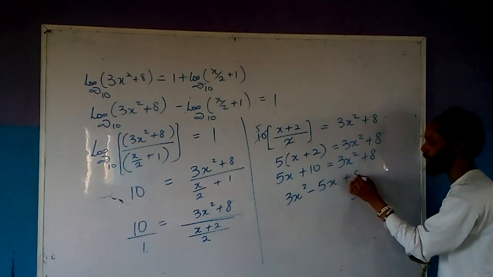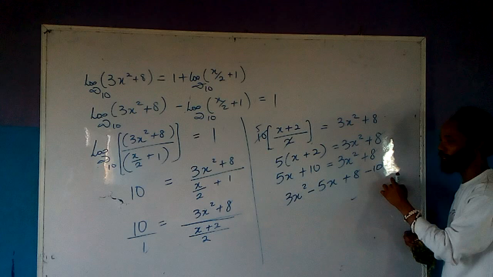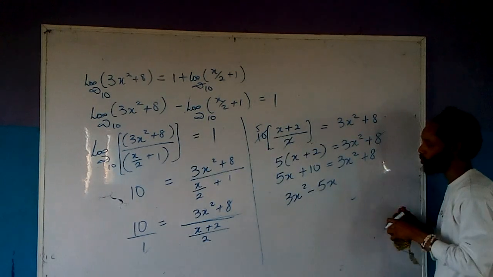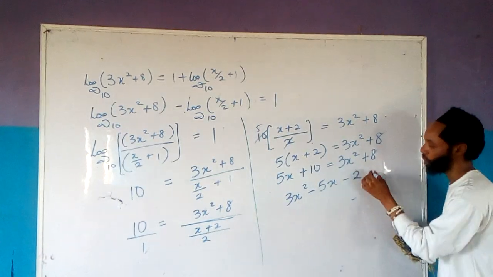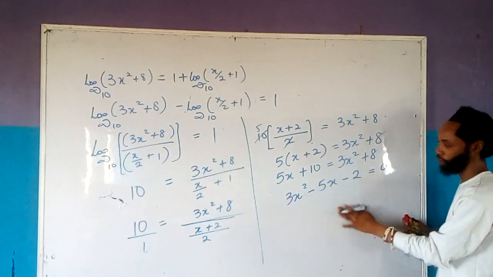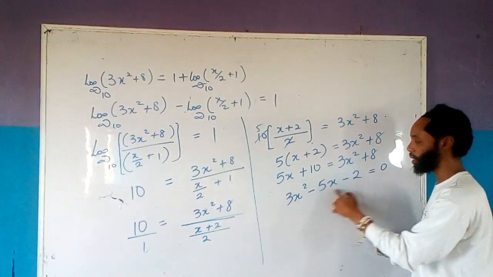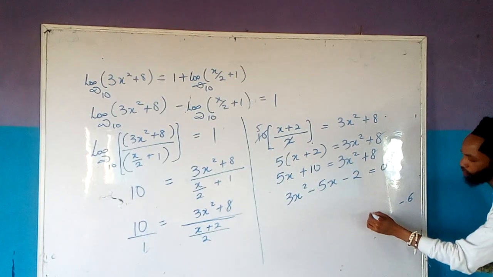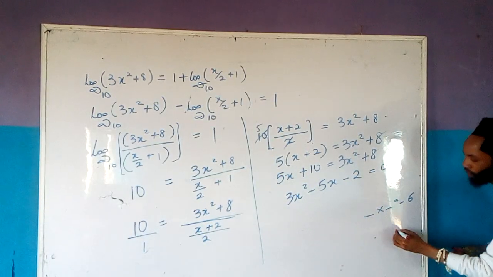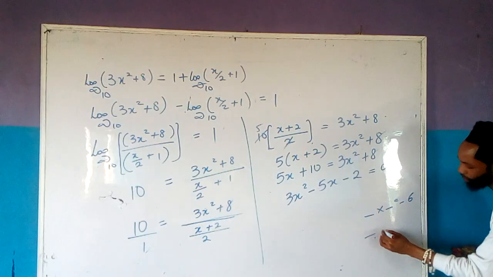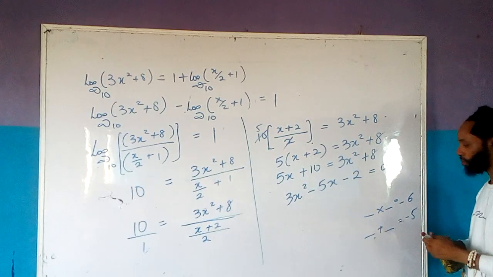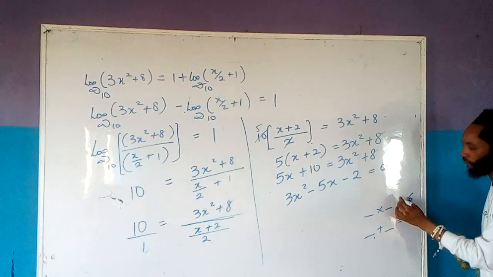Then we have a plus 8 here, minus 10. That is what? Negative 2, right? Yes. So I'm going to bring this and write negative 2 equals 0. So now this is what we have. 3 times negative 2 is negative 6. So what two numbers, if we multiply, we get negative 6, and if we add those same two numbers, we get negative 5? So what are those two numbers?